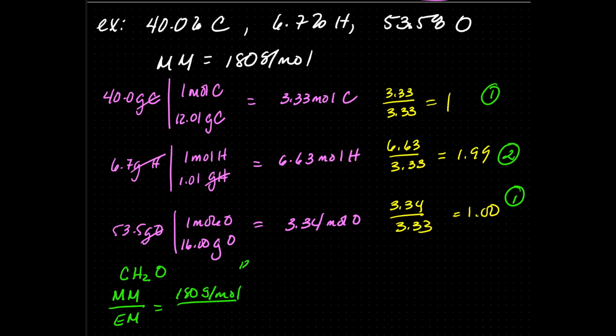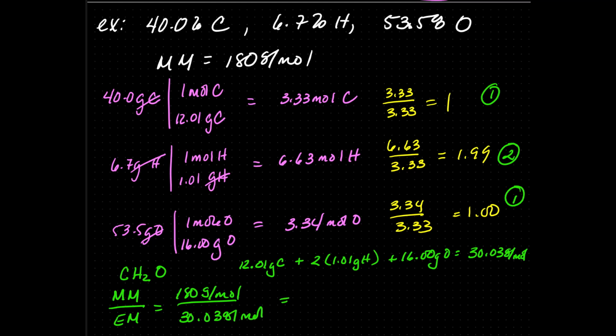There is 1 carbon, which weighs 12.01 grams off the periodic table, plus 2 times 1.01, because there's 2 hydrogens in the empirical formula, plus 16.00 grams of oxygen. Adding these numbers up, you should get 30.03 grams per mole for the empirical formula. So down here we put 30.03 grams per mole. I divide this up. This is approximately 5.99. If your number is not close to a whole number, you made a math error along the way.